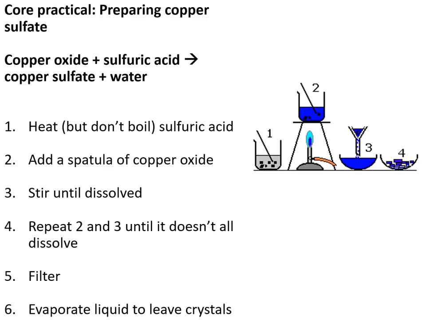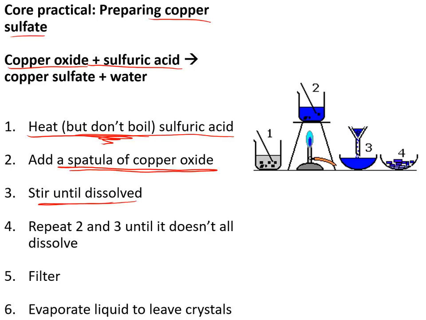We did a core practical in which we prepared copper sulfate crystals from copper oxide and sulfuric acid, and it worked like this. We started off with some sulfuric acid, which we heated without boiling before the reaction actually started. Then, one spatula at a time, we added copper oxide, stirring after each spatula until it dissolved, and repeated these two steps until it stopped dissolving. We knew it wasn't dissolving anymore when it went black and cloudy, because copper oxide is a black powder and the cloudiness was lots of undissolved copper oxide floating around in the solution.